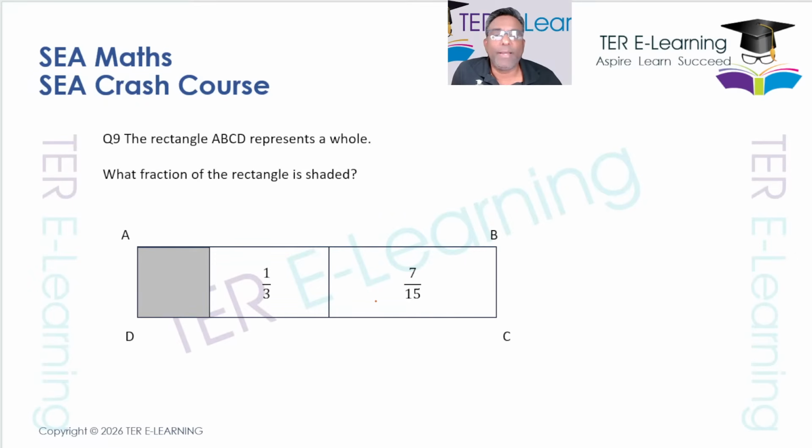So we have a rectangle here, and this rectangle ABCD represents a whole. What fraction of the rectangle is shaded?